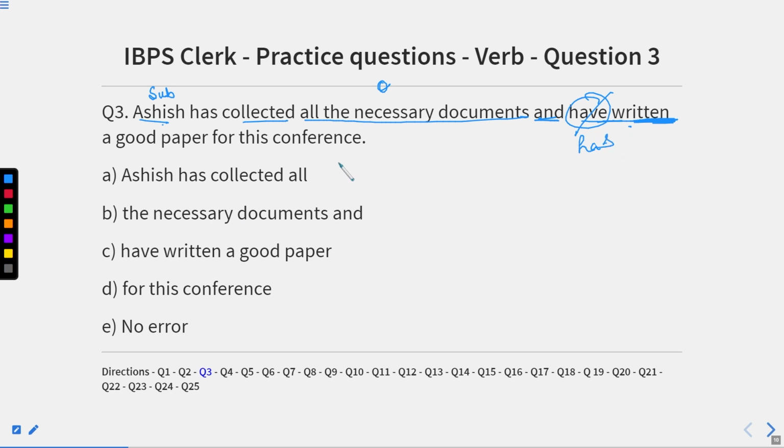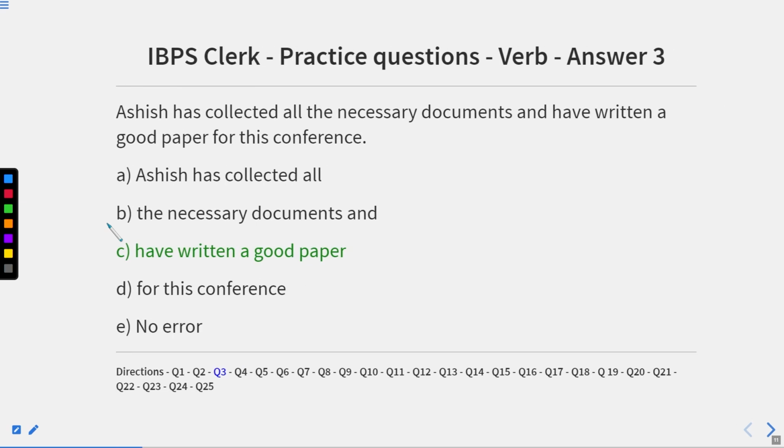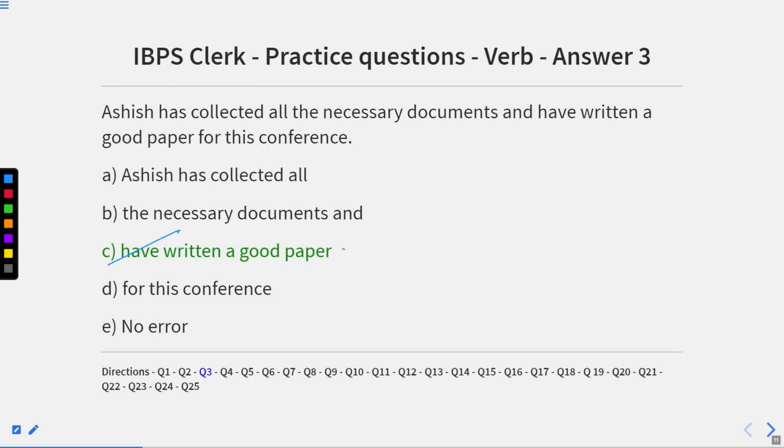So we need to write only the singular form of the verb. "Have" is used with I or a plural subject, whereas here the subject is singular. Therefore, we have to use the singular verb only. This "have" should be replaced with "has". So our answer is C because this "have" is written in the C part. This will be our answer.